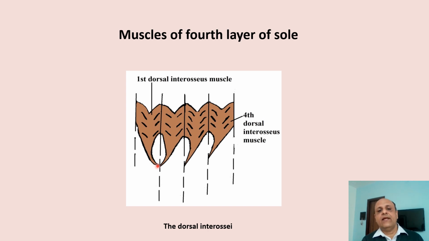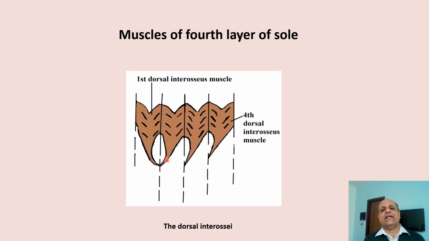One can make out in the figure the first dorsal interosseous muscle is getting inserted onto the medial side of the proximal phalanx. The second is getting inserted onto the lateral side of the proximal phalanx, and third is getting inserted onto the lateral side of the proximal phalanx. Fourth is getting inserted onto the lateral side of the proximal phalanx. Now what will be the action of these dorsal interossei? Well, plantar interossei, they cause adduction, so dorsal interossei will cause abduction.